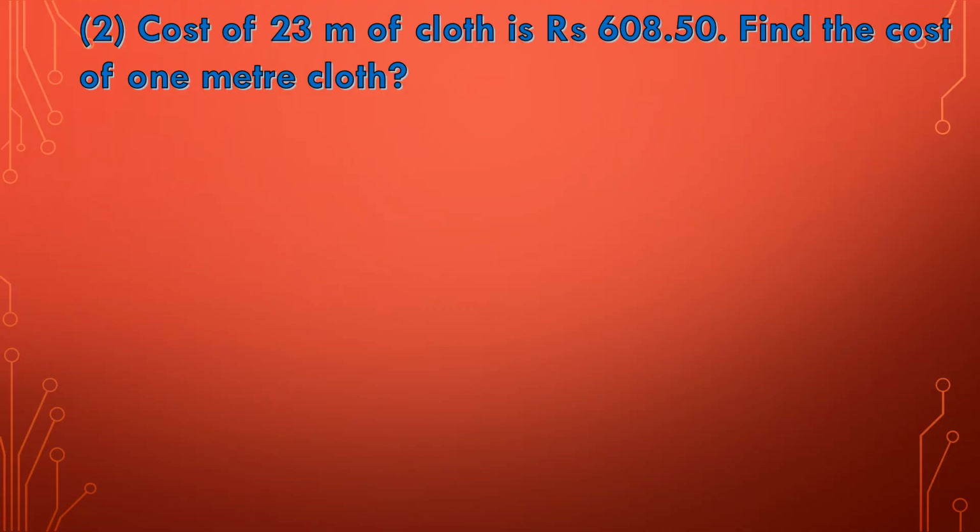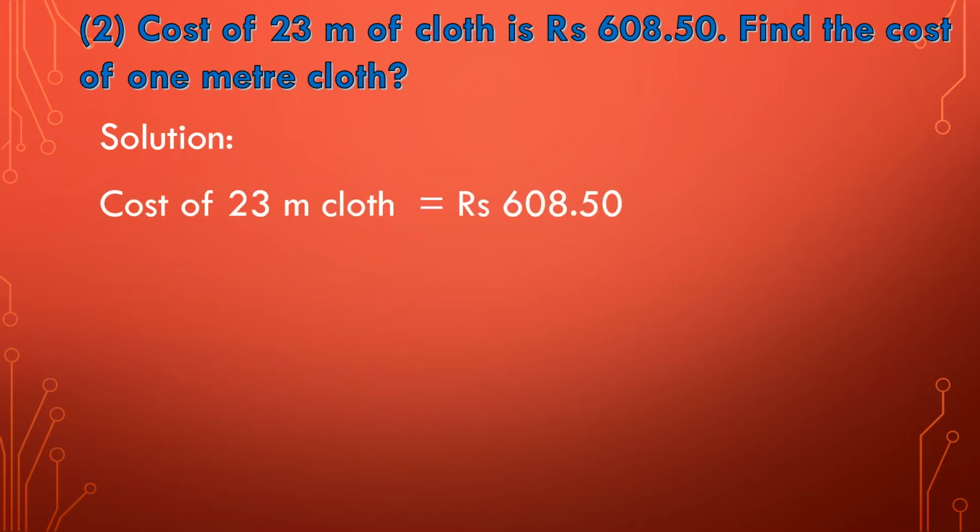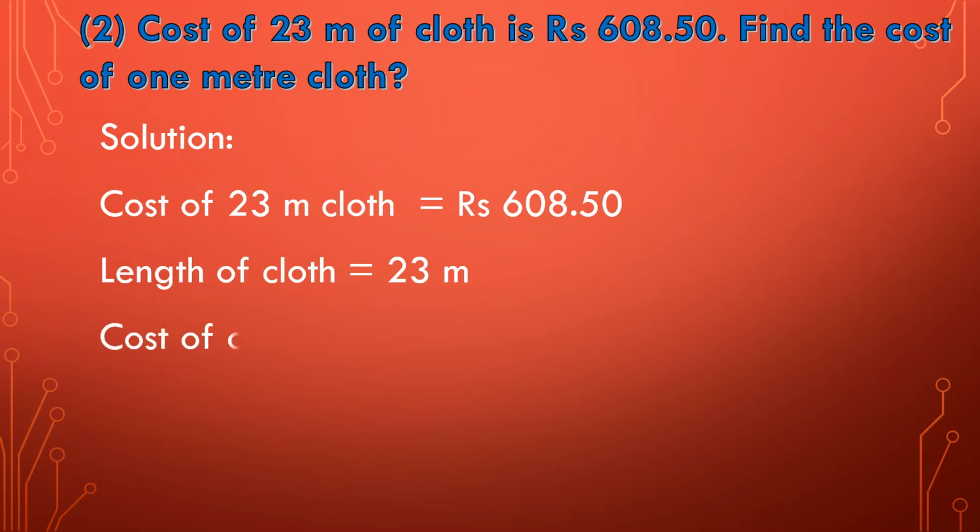Question number 2. Cost of 23 meter of cloth is rupees 608.50. Find the cost of 1 meter cloth. See, in this question, cost of 23 meter cloth is given and we need to find out cost of 1 meter cloth. So what we have to do? Yes, division. So write down the solution. The first statement is cost of 23 meter cloth is equal to rupees 608.50. The second statement is length of cloth is equal to 23 meter. And the third statement is cost of 1 meter cloth is equal to rupees 608.50 divided by 23.